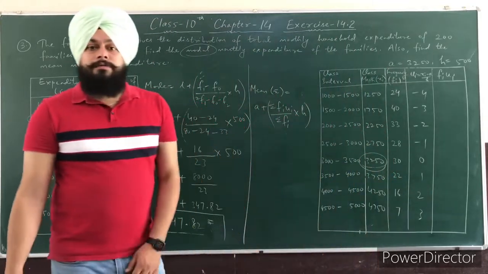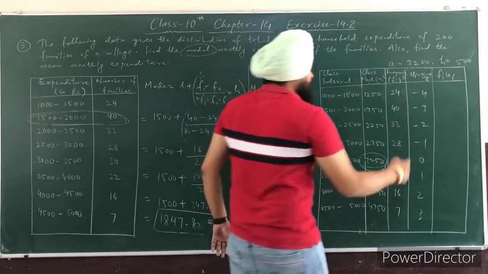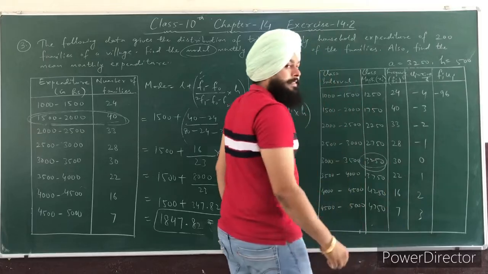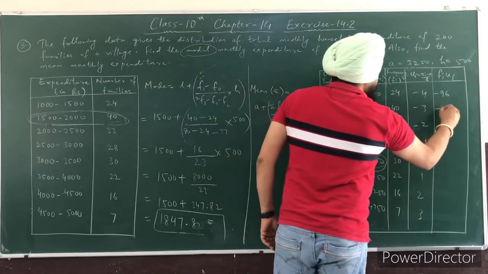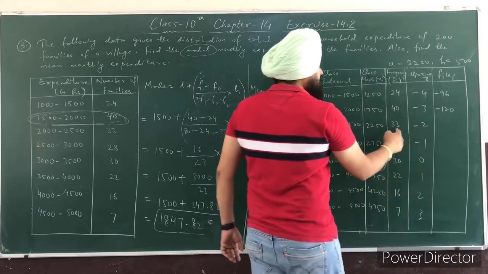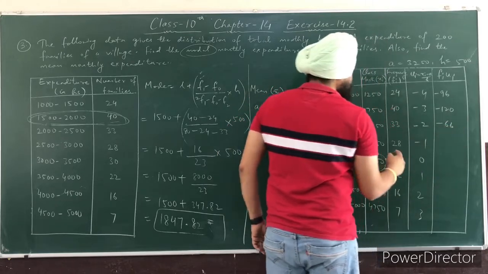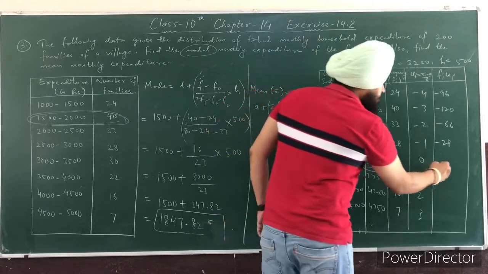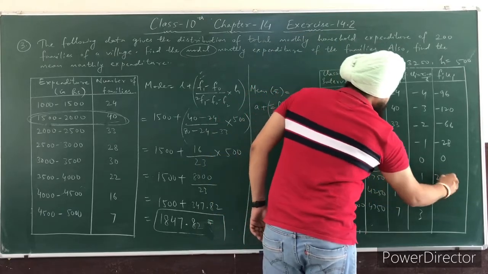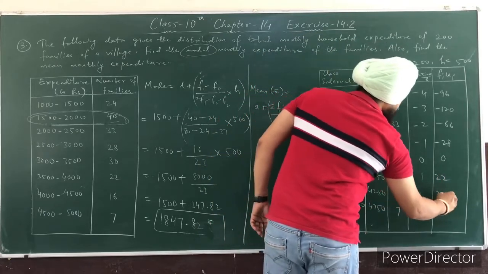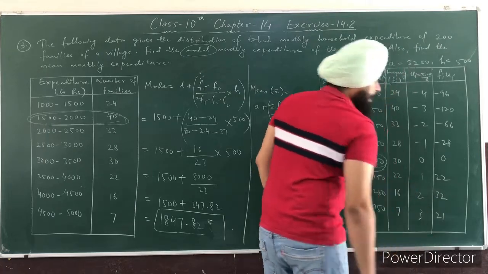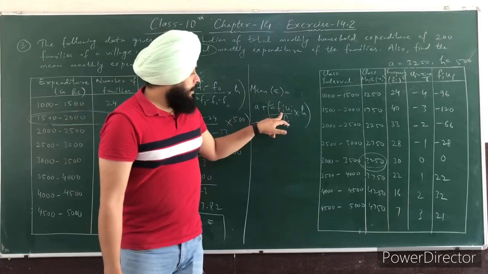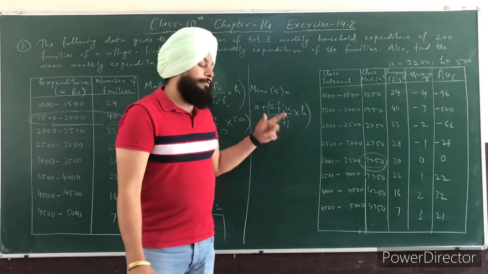Now find the product fi ui. So 24 into minus 4, minus 96. 40 into minus 3, minus 120. 33 into minus 2 is minus 66. 28 into minus 1, minus 28. 30 into 0, 0. 22 ones are 22. 16 twos are 32. And 7 threes are 21. So with this formula, we have to find the summation of fi ui and the summation of fi.